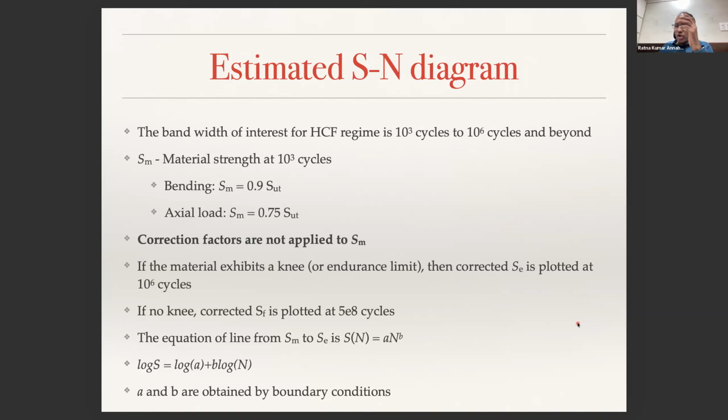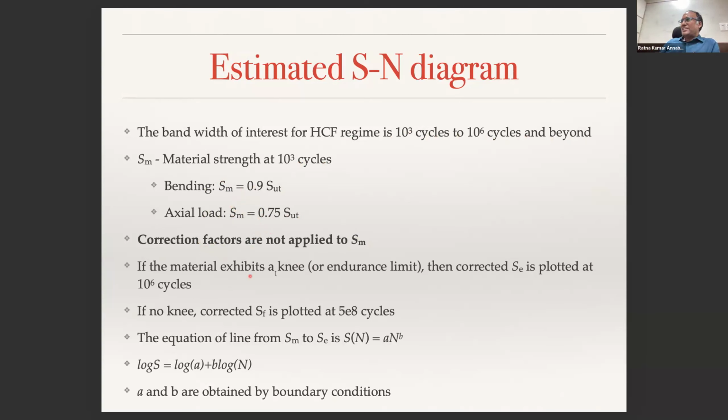So now let us talk about the estimated SN diagram. We have already discussed. We know that the HCF regime is between 10 power 3 cycles to 10 power 6 cycles. Corresponding to 10 power 3 cycles, you have SM. If it is bending load, you will say 0.9 times SUT. If it is an axial load, you have to use SM as 0.75 times SUT. Usually the correction factors should not be applied to SM. SM does not have correction factors. But now you have to apply correction factors to SE dash. What is SE dash? SE dash is equal to 0.5 times SUT.